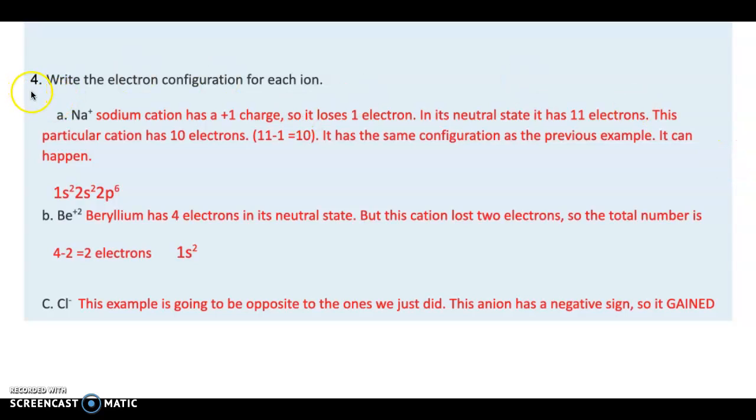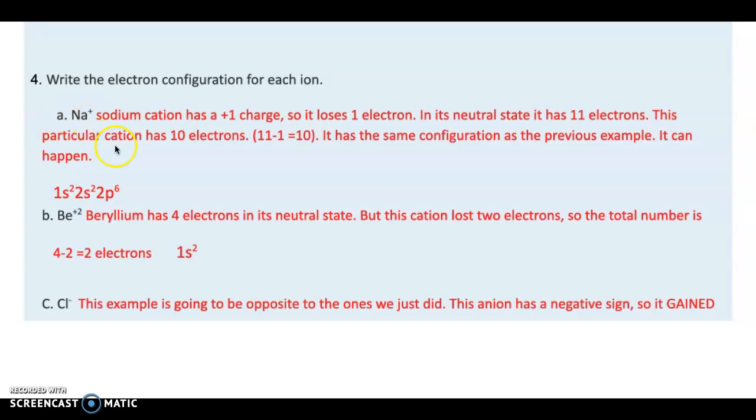Okay, question number 4 is asking you absolutely the same. You have to write the electron configuration for each ion, and you have 3 different examples. So let's start with the sodium ion. Sodium ion has a positive charge +1. It's called a cation. So look up in a periodic table what is the atomic number of sodium.